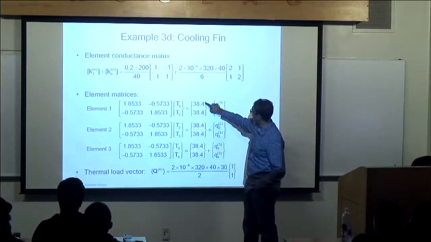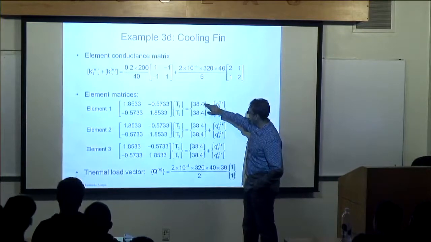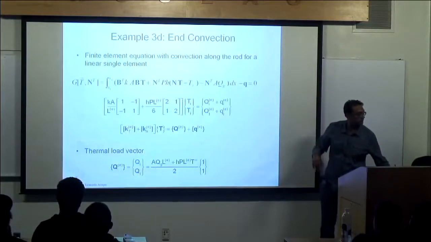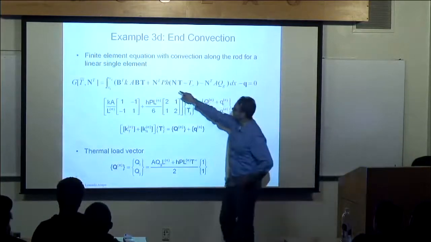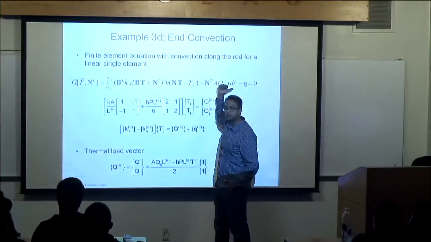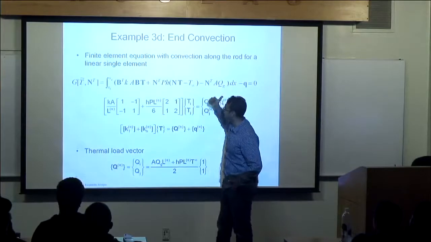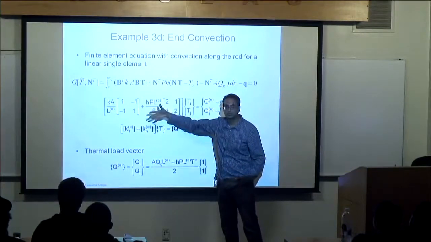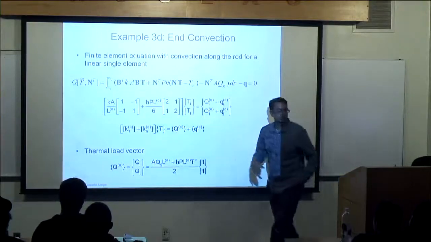And then here, what you see is the 38.4 is coming from this term, N transpose pH T infinity. When that goes to the other side, that's where the 38.4 is coming from. And on the left-hand side, I'll just plug in these numbers. That's all I did, just plug in these numbers.